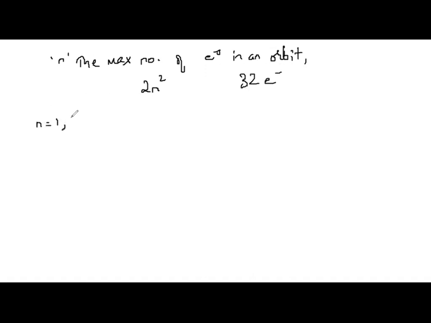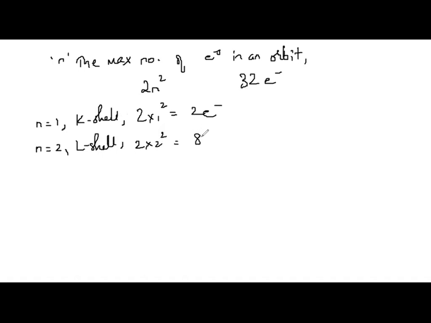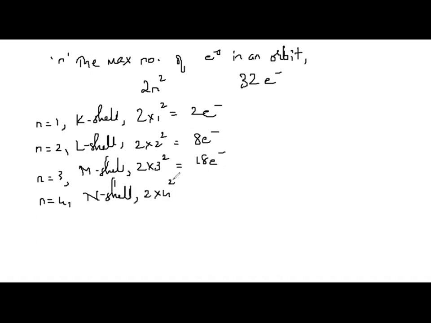So let us see. If n is equal to 1, we call it the K shell. 2 into 1 square, 2 electrons. So the first shell has 2 electrons. n is equal to 2, L shell. 2 into 2 square, 8 electrons. n is equal to 3, M shell. 2 into 3 square, 3 3s are 9, 18 electrons. n is equal to 4, N shell. 2 into 4 square, 4 4s are 16, 16 2s are 32. This is the maximum. No energy shell or orbit of known elements possesses more than 32 electrons.